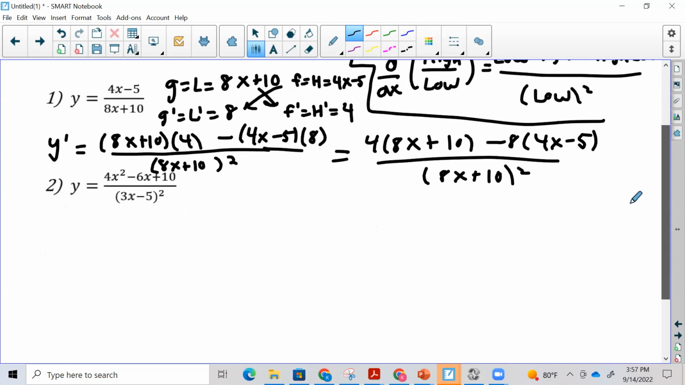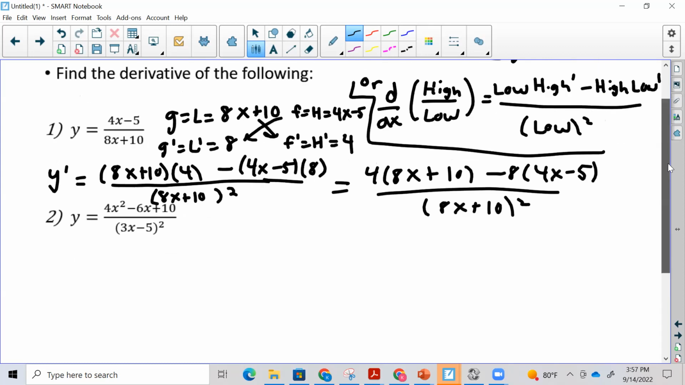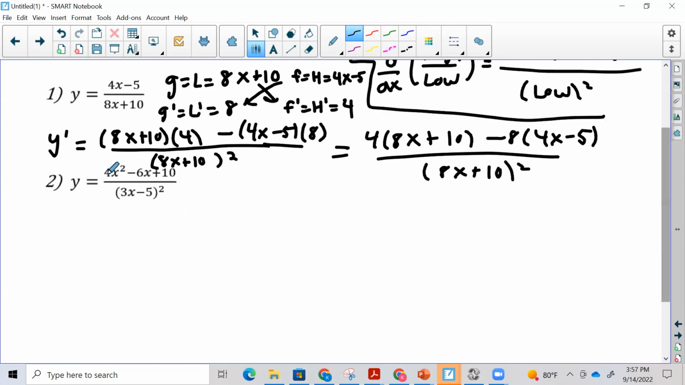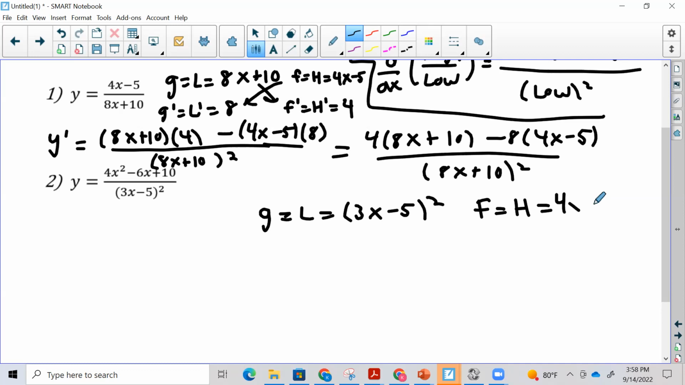This one would be kind of the same thing. I would be using these rules, and I have a quotient, a division problem, so I have to use the quotient rule. I would say my g function, or the low function, is that 3x minus 5 squared. My high function, or f, is that 4x squared minus 6x plus 10.